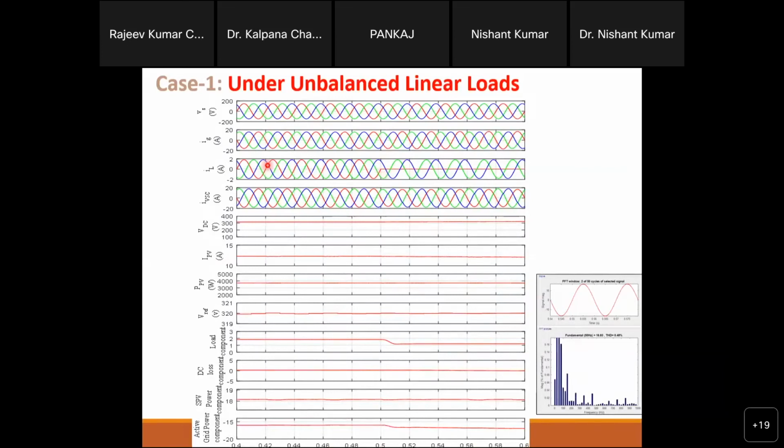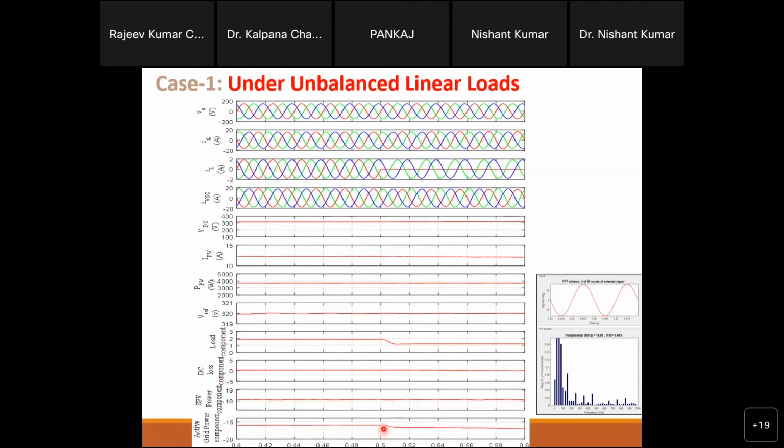So these are the grid voltage, grid current, load current, VSC current, and then DC link, IPV, PV power, PV voltage, PV current. Then you will see the load component, DC loss component, PV current component, and then AC grid power component, meaning the references. Like this you will see. Here, this phase is gone, right? If one phase has gone, then you will see this.